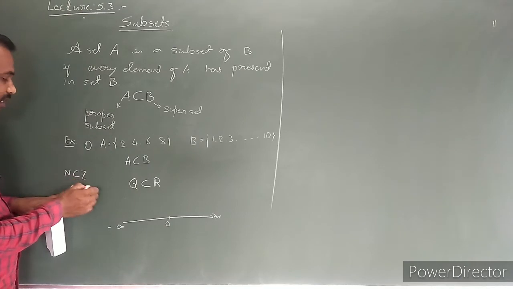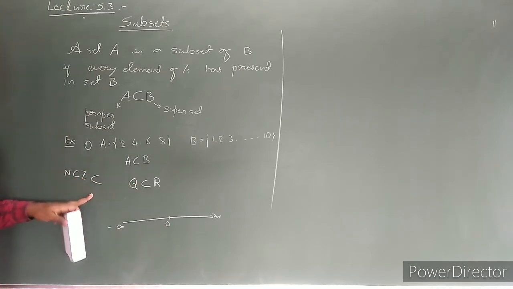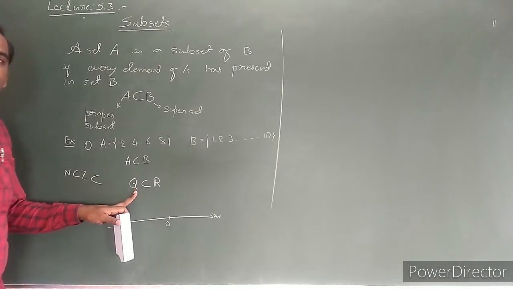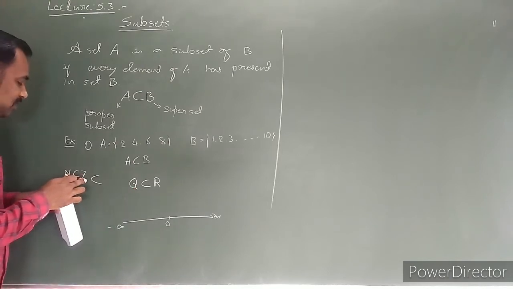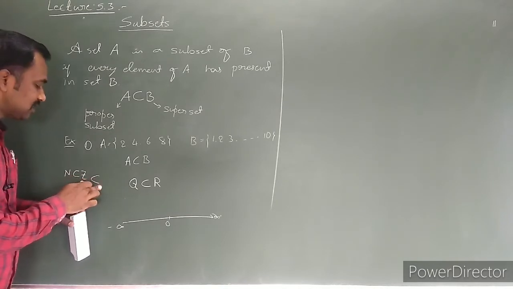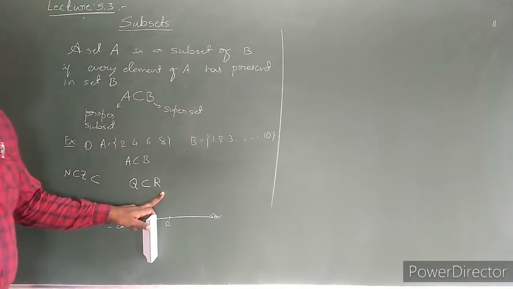Next, integers are a subset of the rational numbers. Can I say that? A natural number is a subset of the integers. An integer is a subset of the rational numbers. A rational number is a subset of the real numbers.